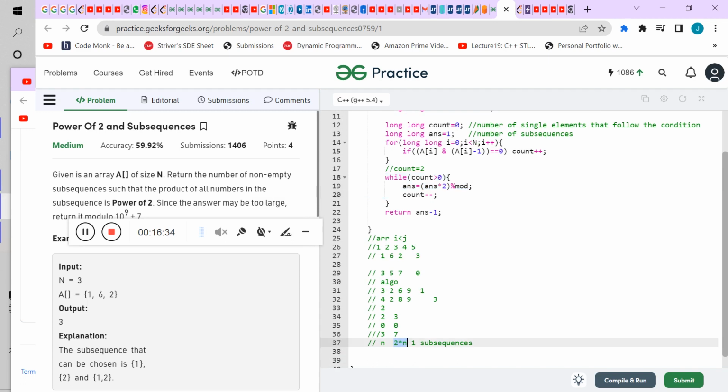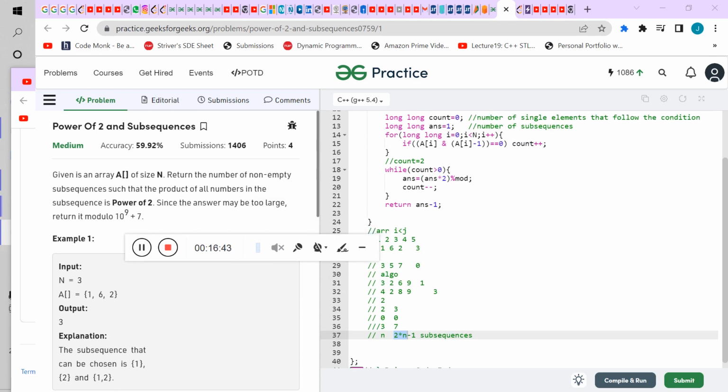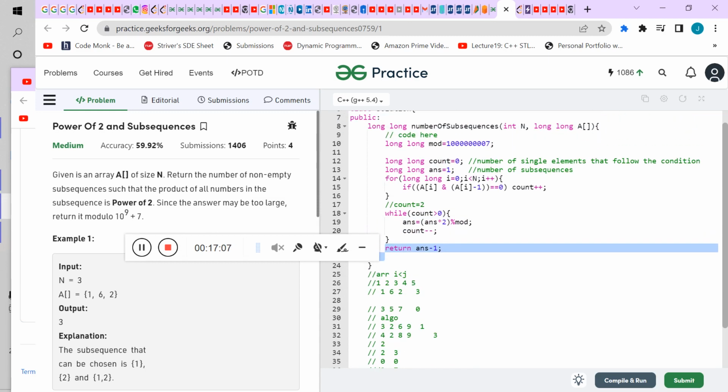I will just iterate while my count is greater than 0. At every step, I will do answer equals answer times 2 modulo mod, because it may happen that at any point my answer may overflow, so I am taking care of that. Now I will do count minus minus, and I will return answer minus 1, because 2^n minus 1 is what we have to return. Now this is pretty much clear.